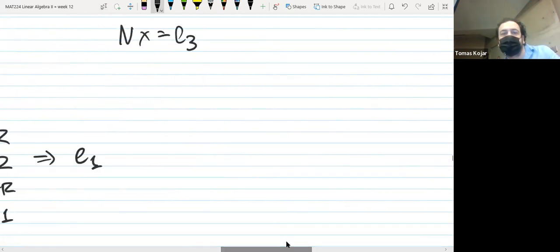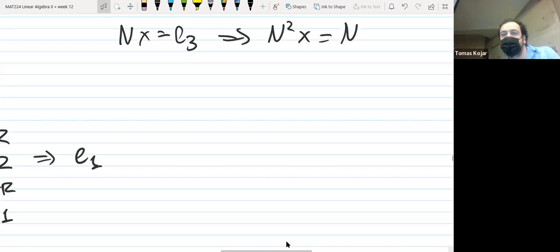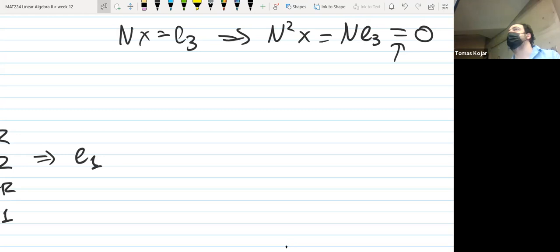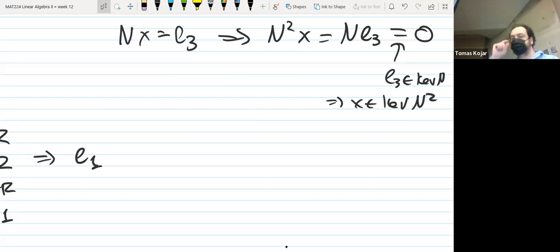I started with this, but then once you solve this, you get that N squared of E3 is 0, right? Why? If you remember. Yes. Yeah. So this guy is in the kernel. So x is in the kernel of N squared. Okay. All right. Good.